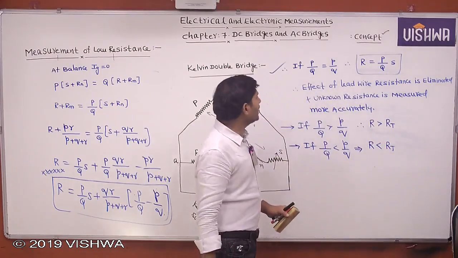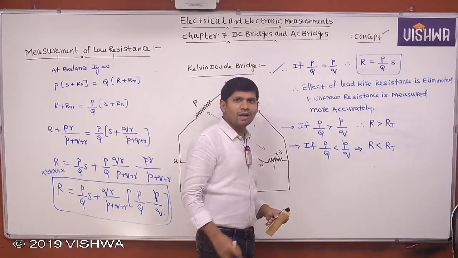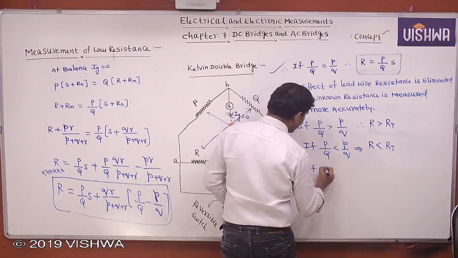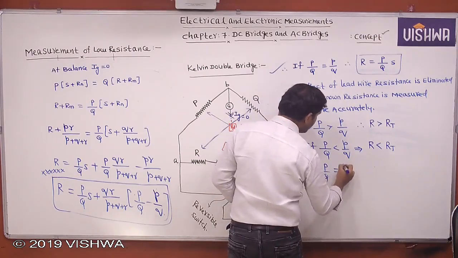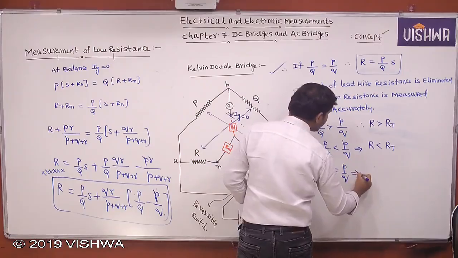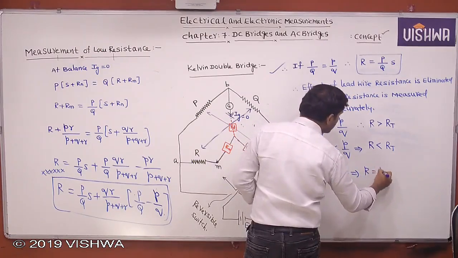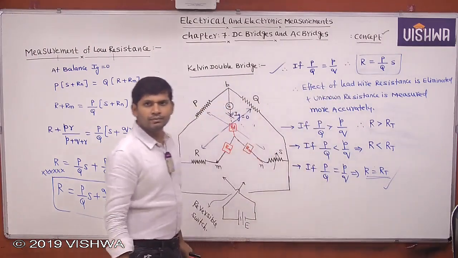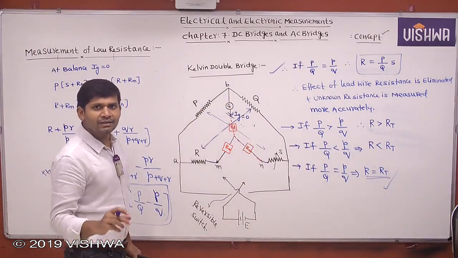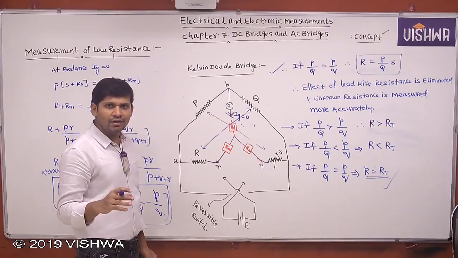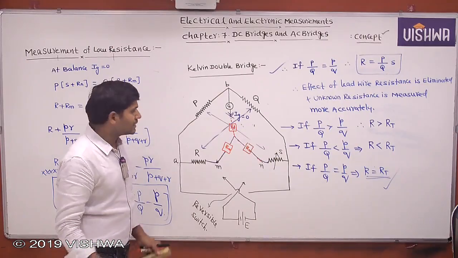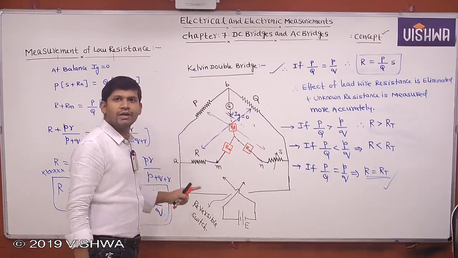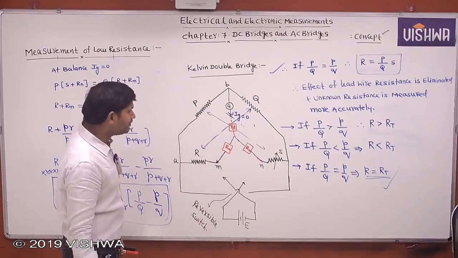If capital P by capital Q equals small p by small q, then what is the resistance measured? R equals R3. That value equals the true value of resistance. Okay, that means by selecting the inner ratio arms in such a way, we can measure the true value of resistance. Clear? Okay, this is how we are measuring the unknown resistance more accurately by using the Kelvin double bridge.